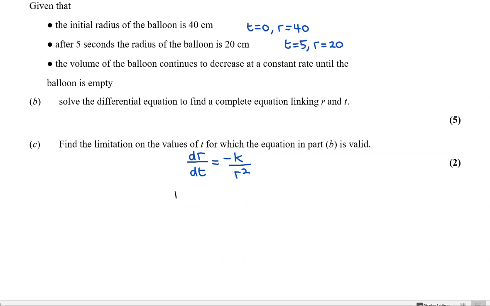So we're going to have r squared dr is going to equal negative k dt. Okay. Now, multiplying both sides by r squared, I've also multiplied both sides by dt. So we now have isolated the r variable on the left and the t variable on the right, and the constant can stay where it is.